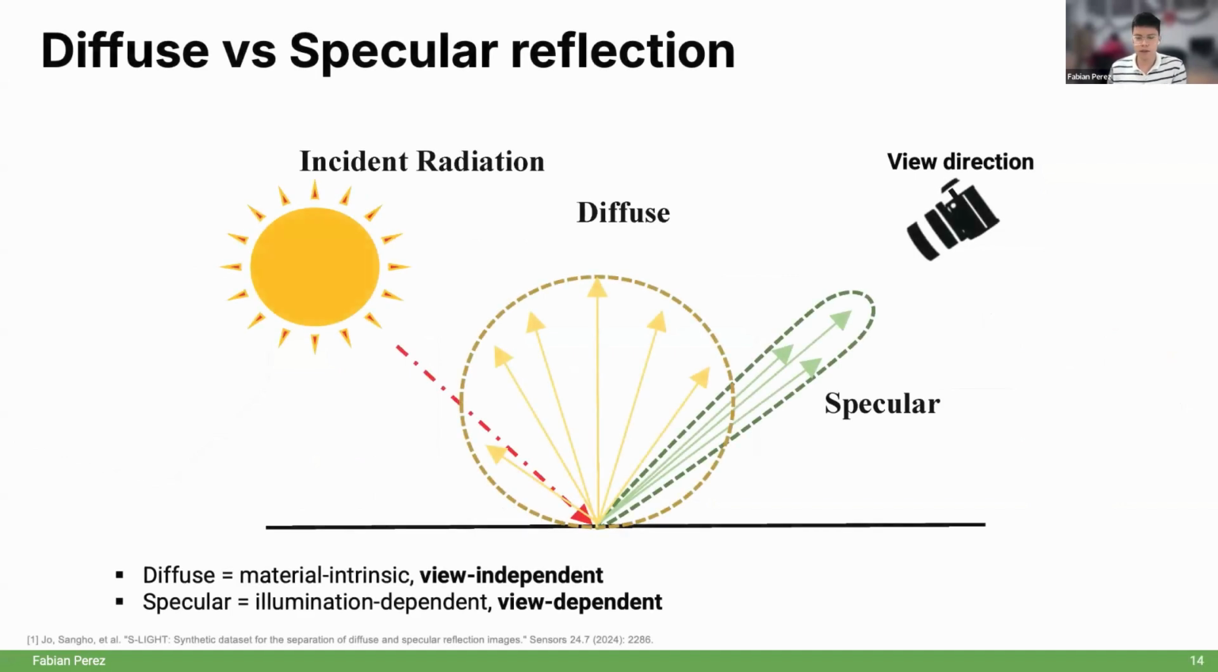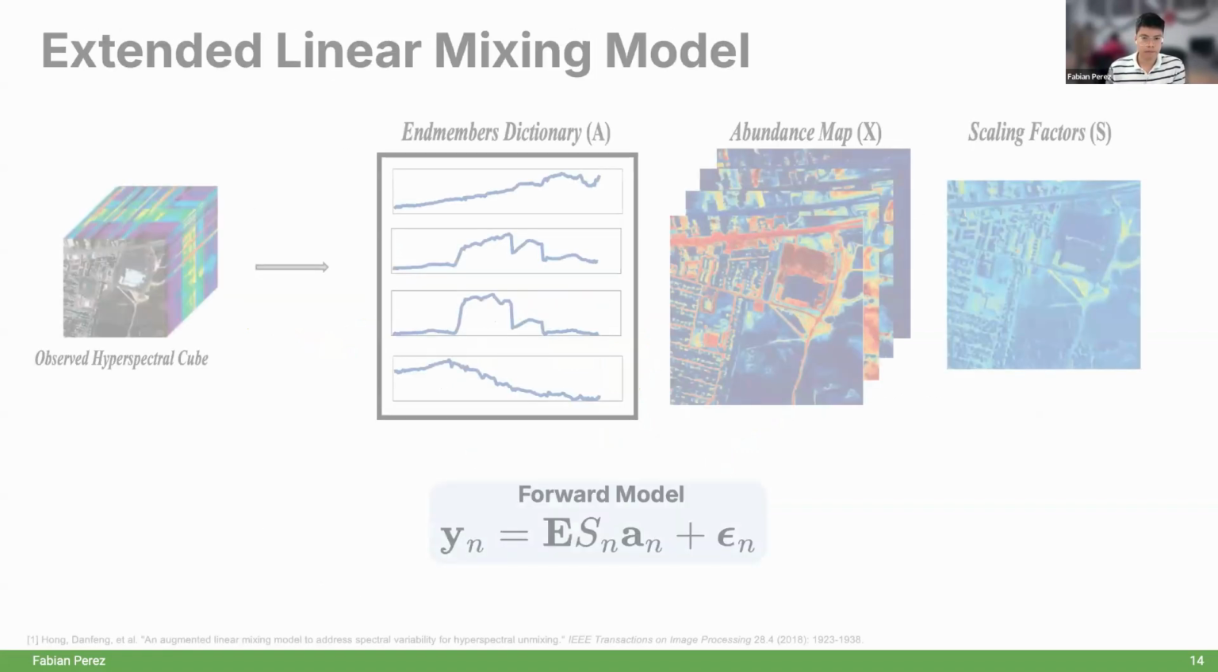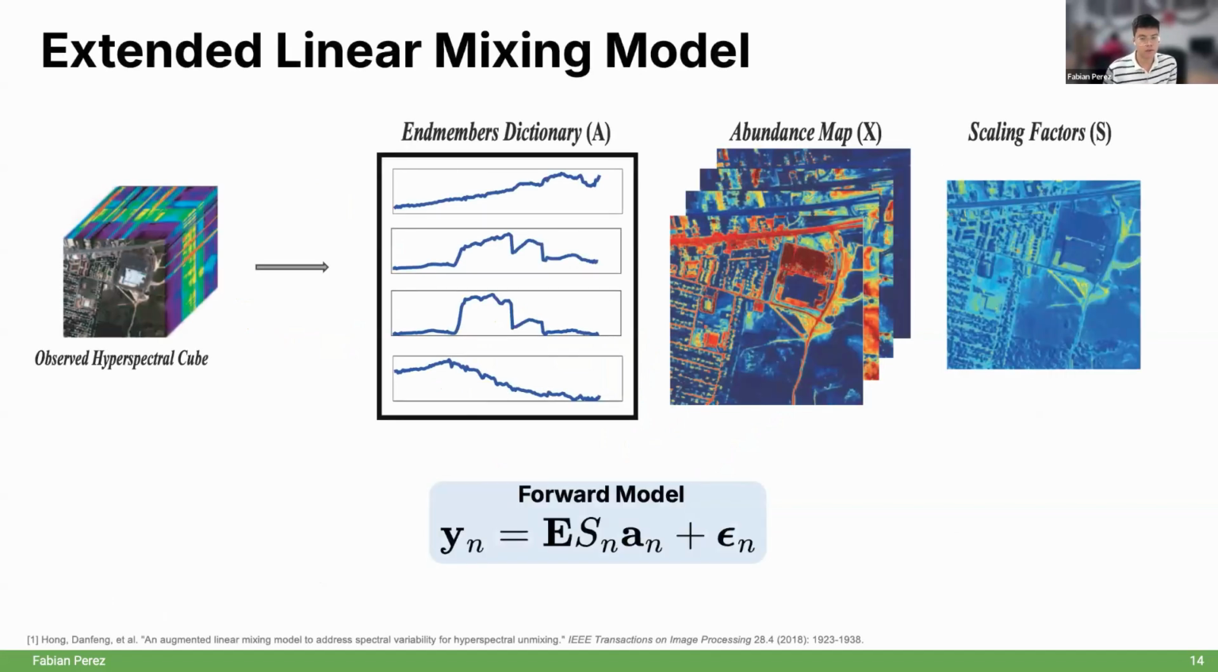So what are diffuse and specular components? Here is an illustration of diffuse and specular reflections. The thing is that the diffuse component is view independent and the specular component is view dependent. So we leverage this in our framework to learn these two components. And also we use the intuition behind the standard linear mixing model in our framework. So we have a scaling factor along the endmembers and the abundance maps. And this scaling factor allows more spectral variations to be captured, like the high-frequency variations in the spectral signature.